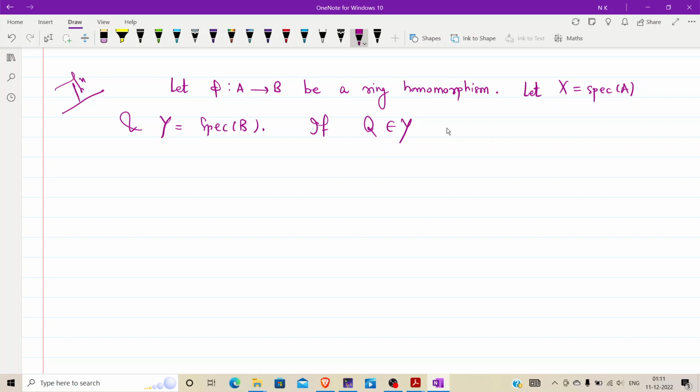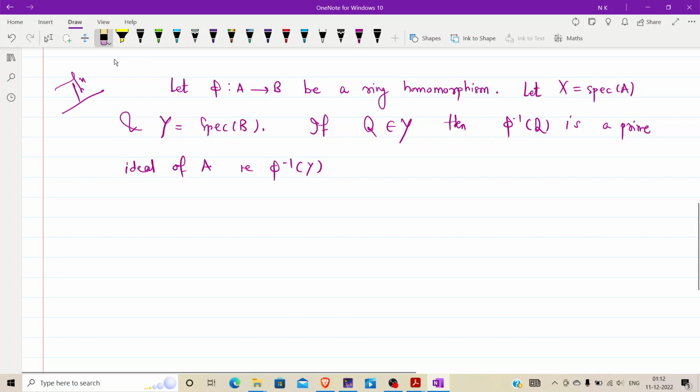If Q belongs to Y, then phi inverse of Q is a prime ideal of A, right? That is, phi inverse of Q belongs to X. Let me just correct this particular thing. So what happens is, if you select an ideal from Y, then you can find its pre-image as an ideal of A, that is, an ideal in X.